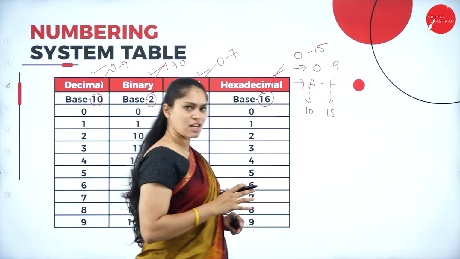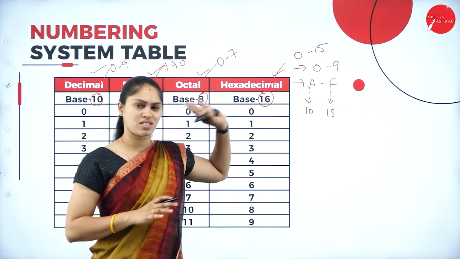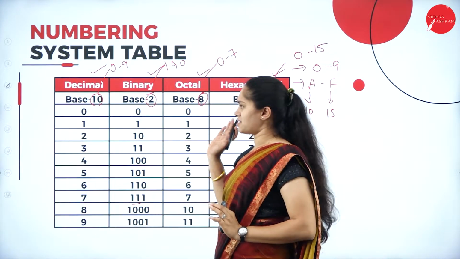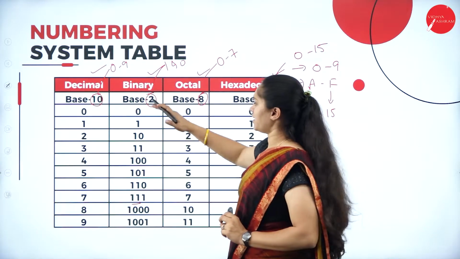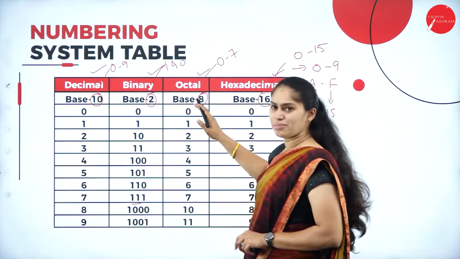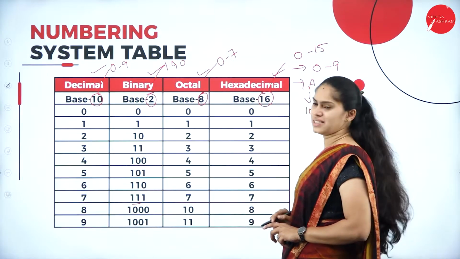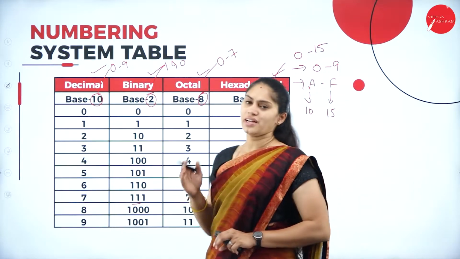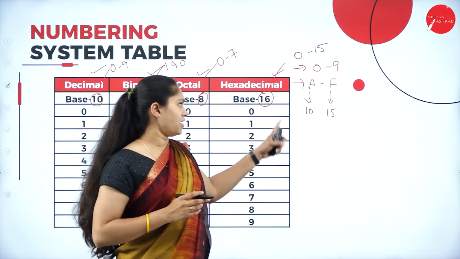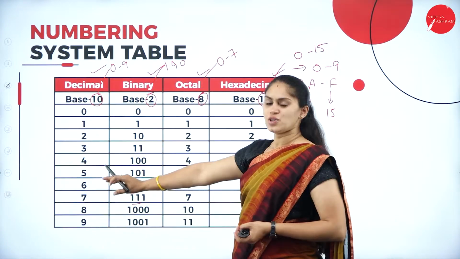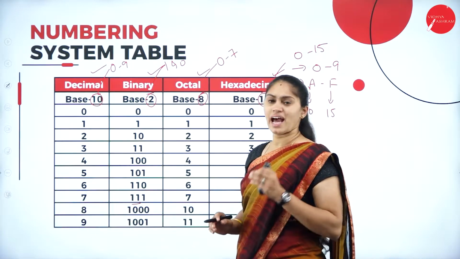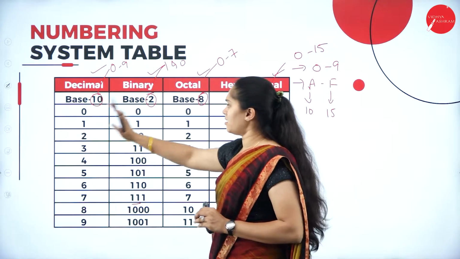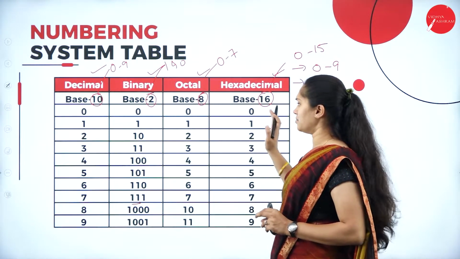So this is how we have our numbers in a particular type of number system. Decimal is base 10, 0 to 9; binary is base 2, 1 and 0; octal base is 8, 0 to 7; hexadecimal is base 16, that is 0 to 9 and A to F. A stands for 10 and F stands for 15. Here you can see that in this table we have a conversion of decimal numbers to their equivalent in other number systems.